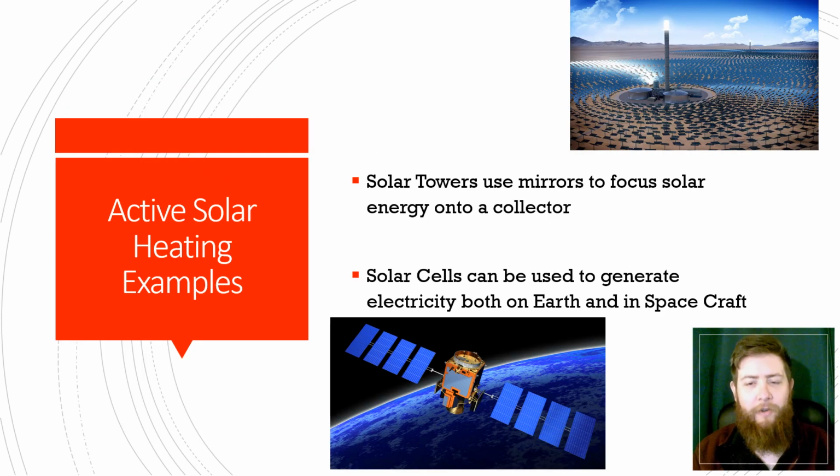We also like to use solar for electricity. Things like this solar tower here, all of these around it are mirrors that are reflecting light up onto that tower so that it can collect it and then concentrate that solar energy. We also use solar cells here to generate electricity both on Earth, but a really exciting application of this is we use it to power most of our satellites in space. So very exciting application there.